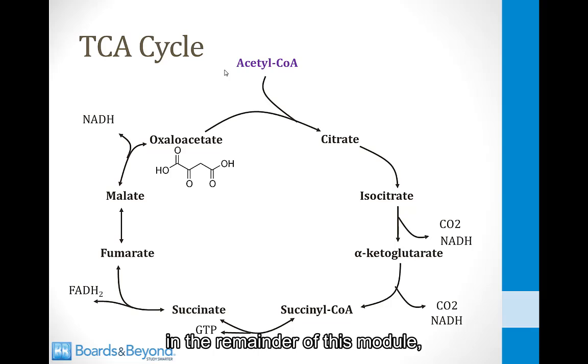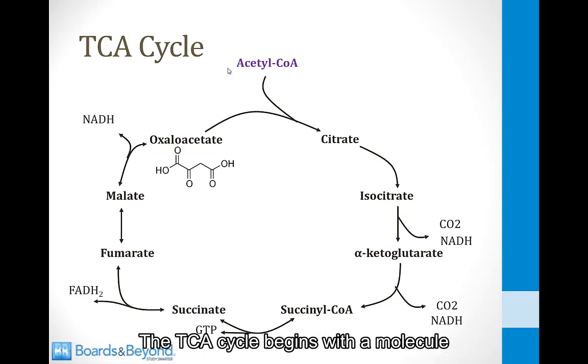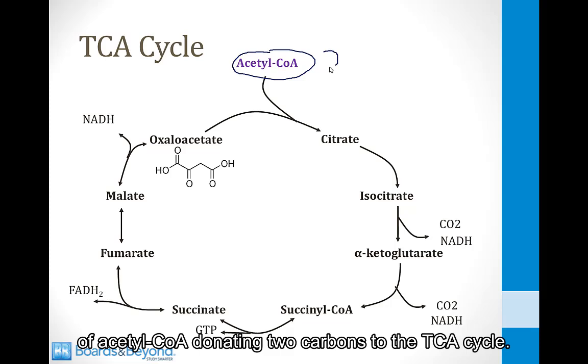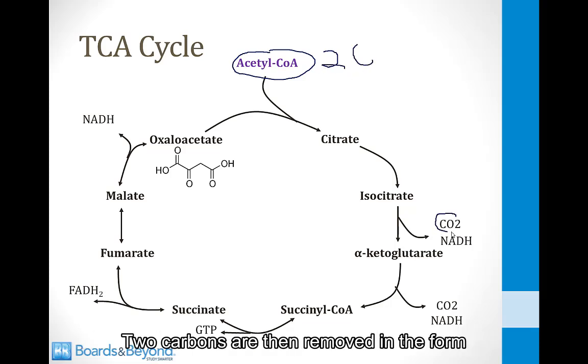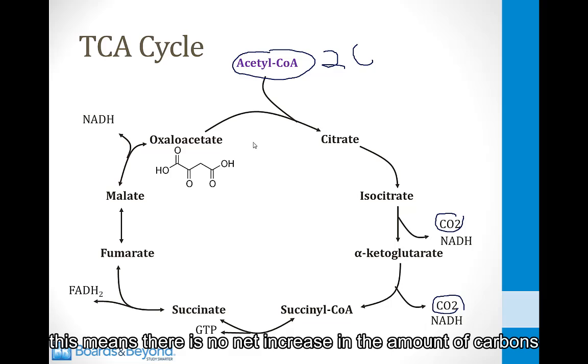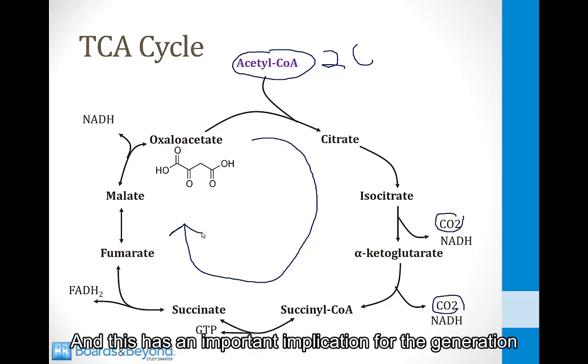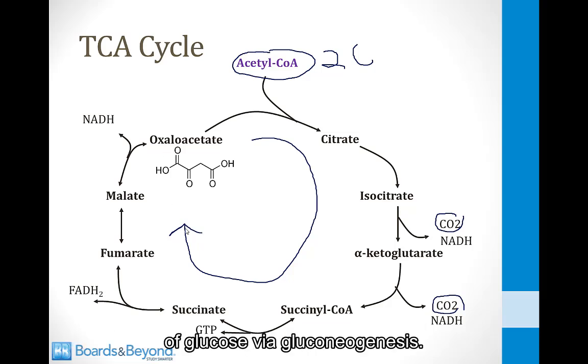This slide shows the intermediates of the TCA cycle, and we'll go through each of these reactions one at a time in the remainder of this module, but I want to make an important big picture point before we get started. The TCA cycle begins with a molecule of acetyl-CoA donating 2 carbons to the TCA cycle. 2 carbons are then removed in the form of CO2 at this step here and this step here. This means there is no net increase in the amount of carbons in this cycle when a molecule of acetyl-CoA enters. And this has an important implication for the generation of glucose via gluconeogenesis.